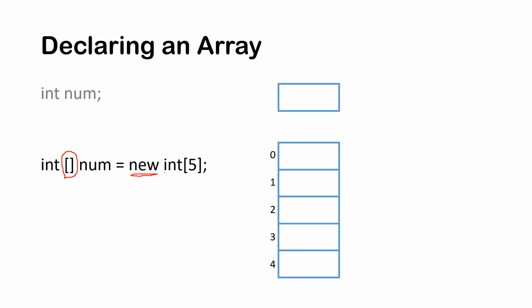Okay, so we say equals new, and then we put the type of the variable again. We said on the left that it's an integer, so we repeat that, int. And then we put the square brackets again, and we put a number in there. The number, like here we've got 5, tells Java that I want 5 boxes or cells in which to store my data.